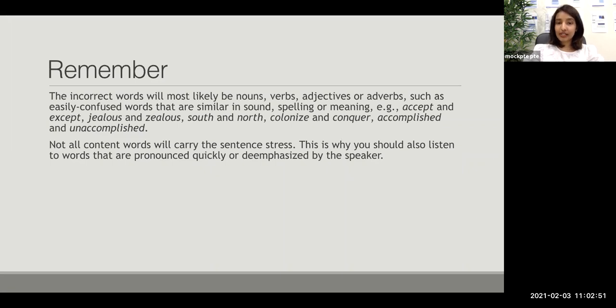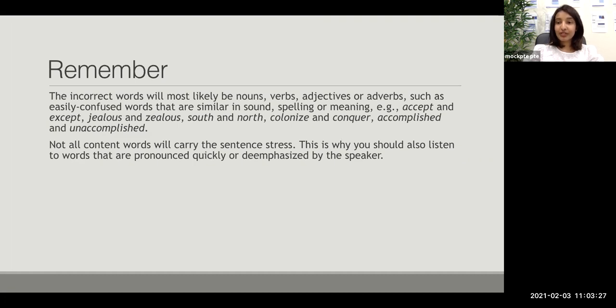It is not a good practice to skim read the transcript here, because many of the words that they say differently from this transcript will be very similar to what is already given here. As you can see on the screen, the incorrect words will most likely be nouns, verbs, adjectives or adverbs, such as easily confused words that are similar in sound, similar in spelling, similar in meaning, like accept and except, both sound very similar. If you do not read the paragraph carefully, if you do not listen carefully, you can easily miss those kinds of words.